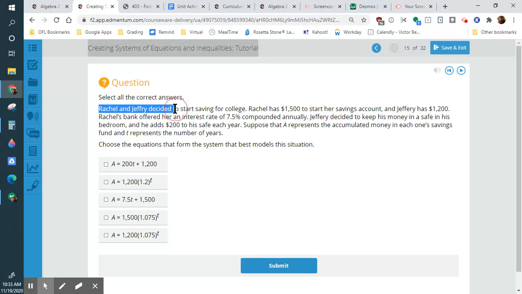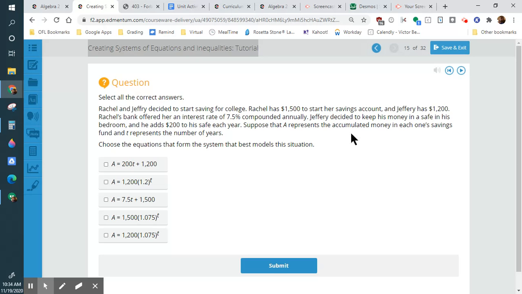All right. So Rachel decided to start saving money for college. She has $1,500 in her savings. Jeffrey has 1,200. So Rachel's starting off a little higher. The bank offered her an interest rate of 7.5% compounded annually. So every year she's going to get this money. Jeffrey decided to keep his money in a safe in his bedroom, and he adds $200 every year.